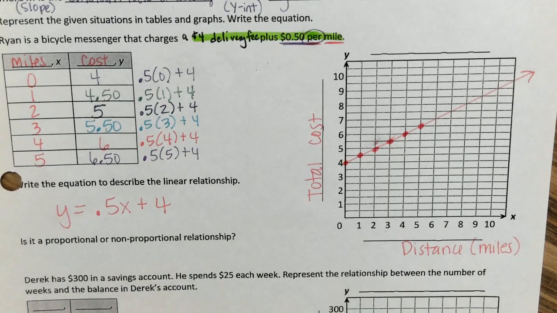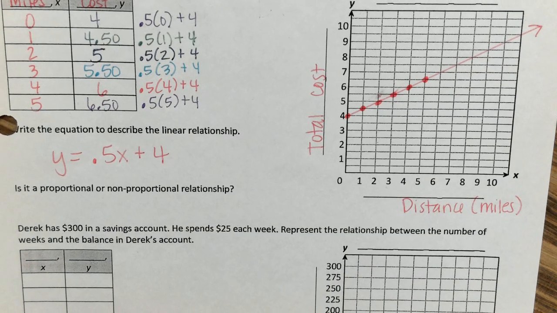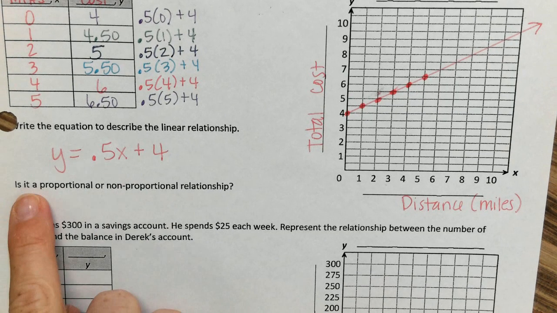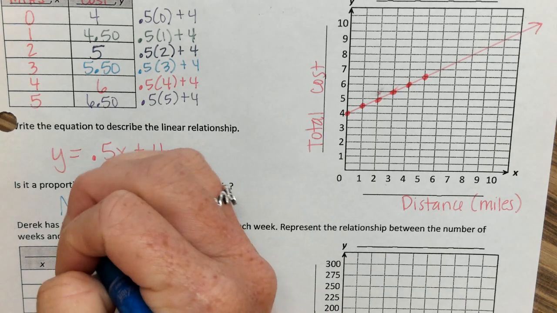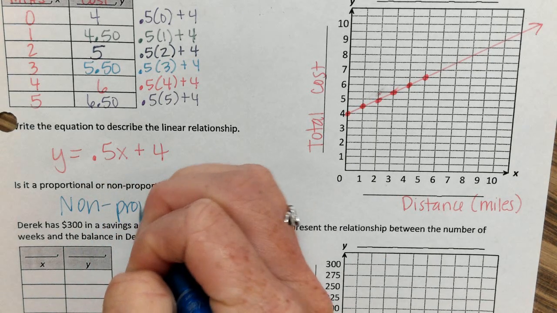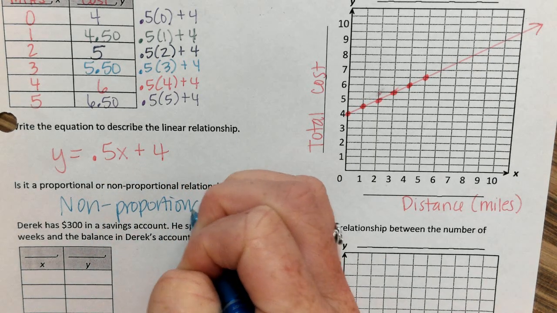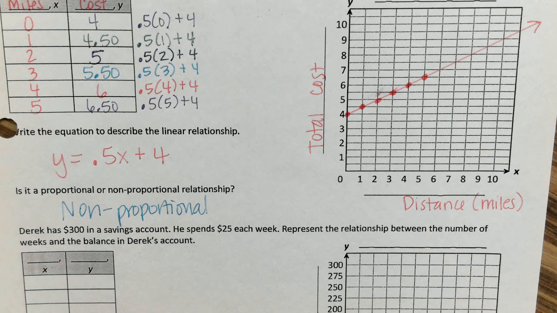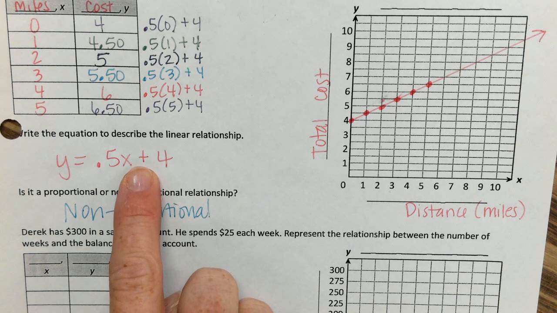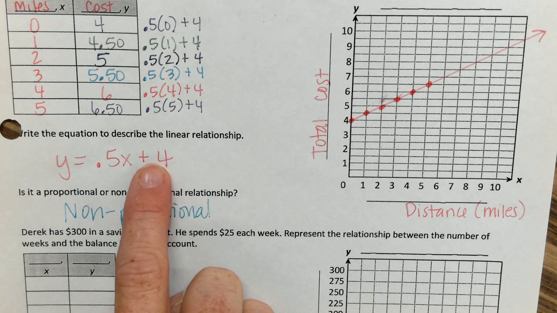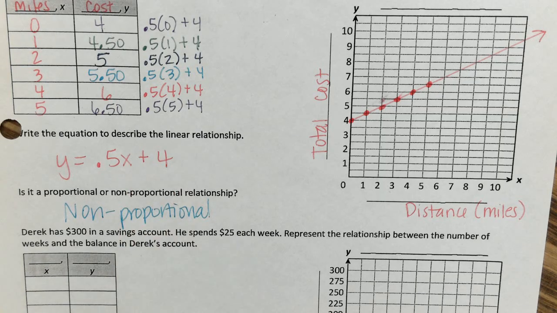Now answer the question. Don't skip this part. Is it proportional or non-proportional? Non-proportional. Again, because it did not pass through 0, 0. And then if I look at the equation, how would I know? The b would have to be 0.